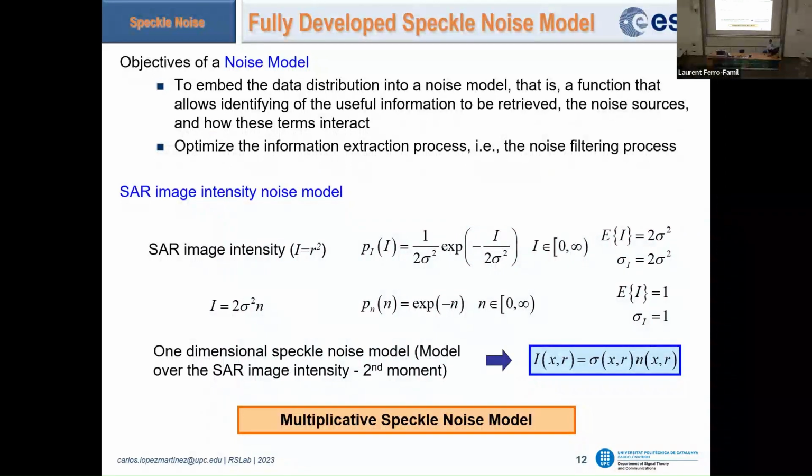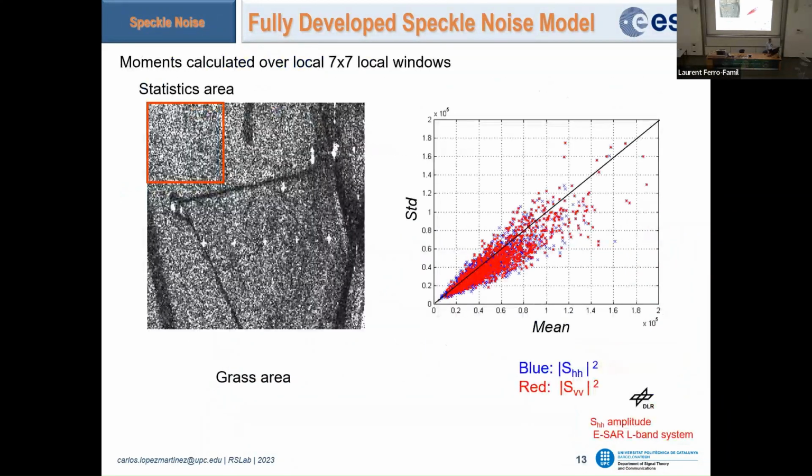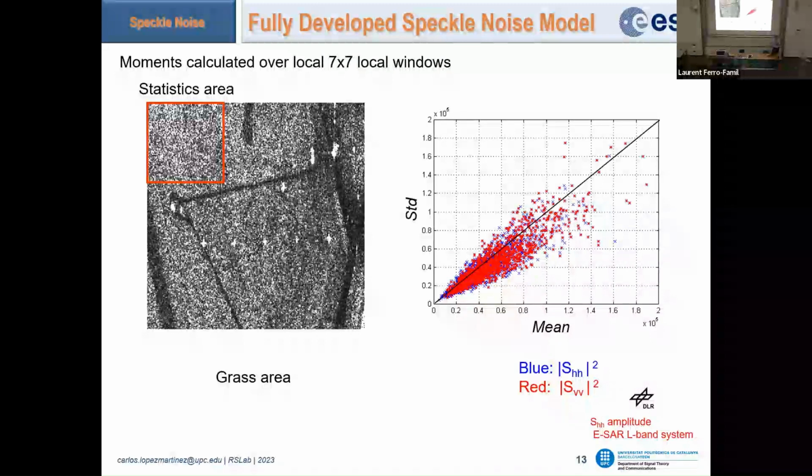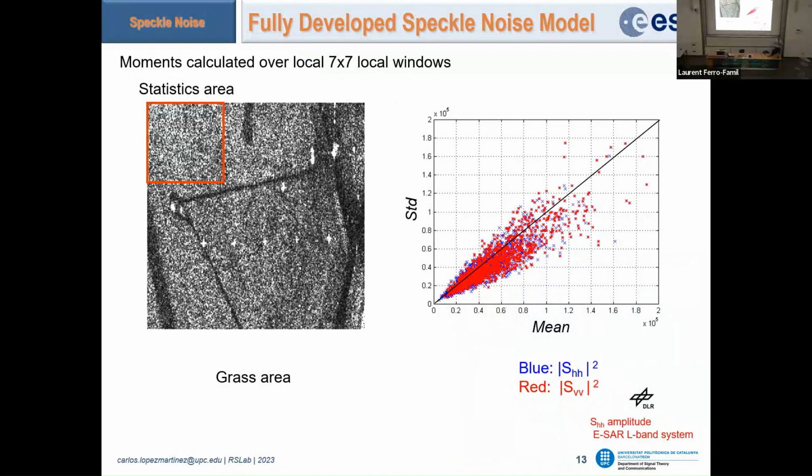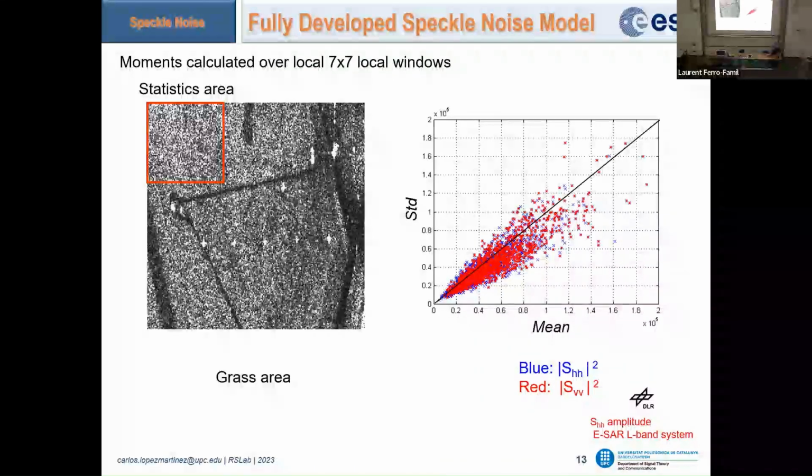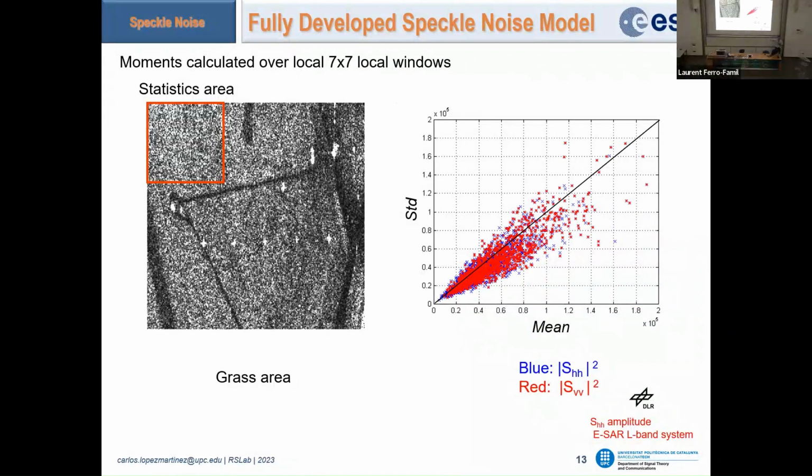Why? Because we cannot use the usual techniques. One of the most usual techniques to tackle the presence of white noise is to increase the power of your signal, so you increase the signal to noise ratio. In multiplicative noise, this doesn't work, because if you increase the power, you increase the variance. So the signal to noise ratio is constant with the power. So this is one test of this physical behavior of the speckle noise.